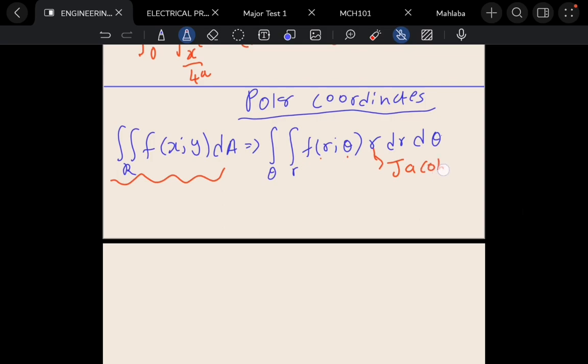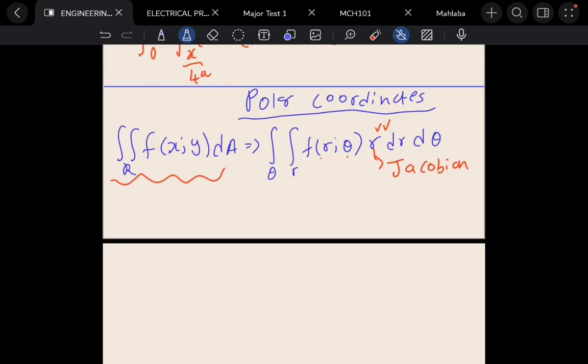The Jacobian. You're always going to include it whenever you're converting from rectangular coordinates to polar coordinates.